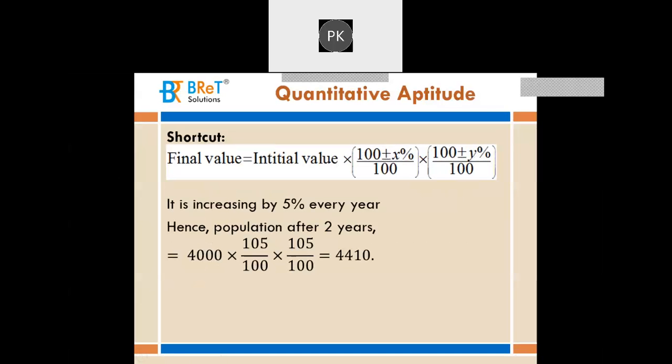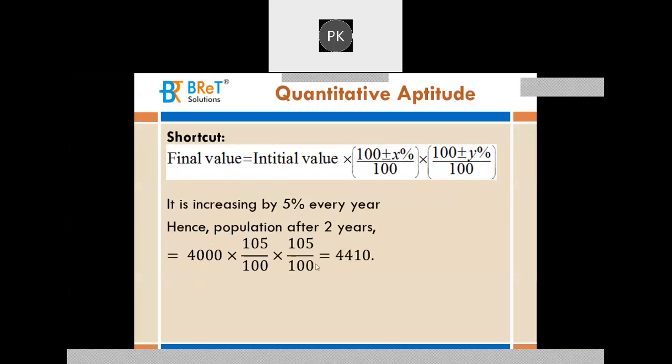Since it is increasing every year, my job is to find the population after 2 years. 2 years means we write this 2 times. If it is 3 years, we write this 3 times. So the initial value is 4,000 into 5% increase. Increase means addition to 100, so 105 by 100 into 105 by 100. Now once you do so, you can go for the digit sum method.